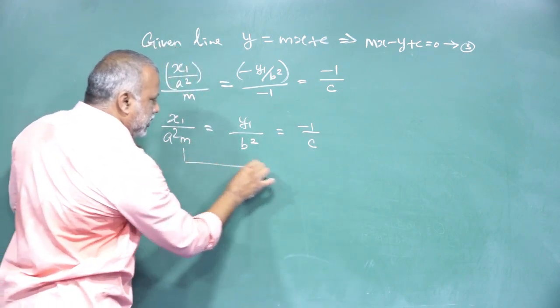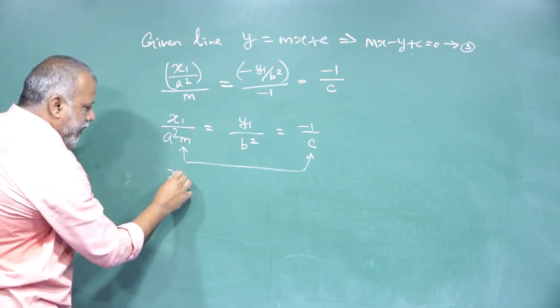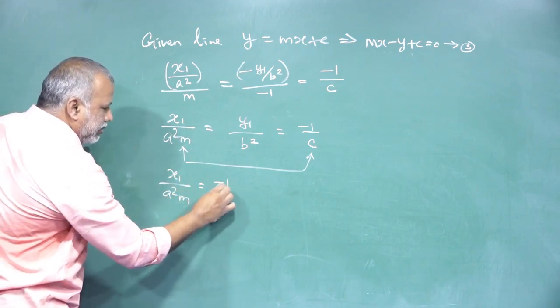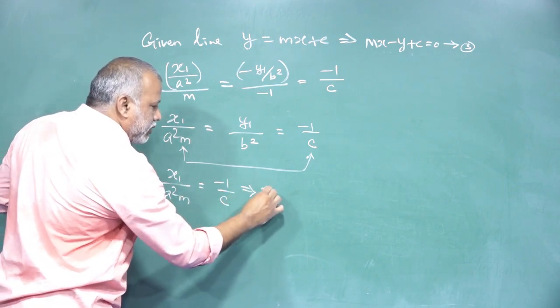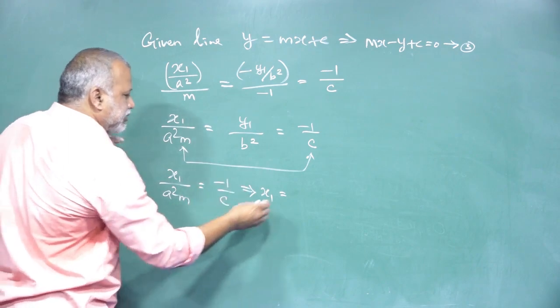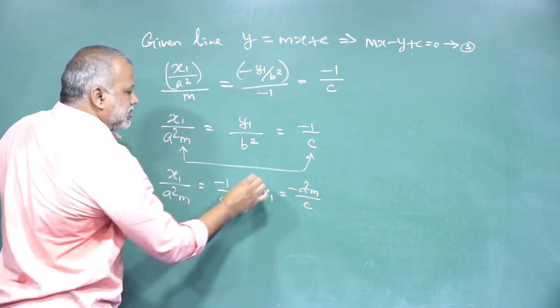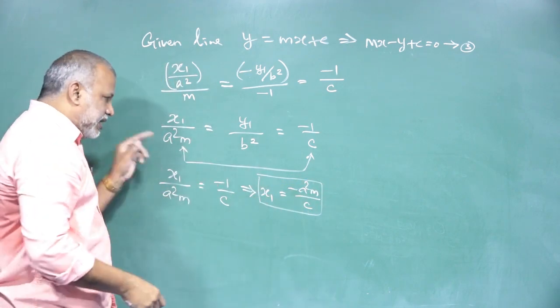Now we are able to compare 1 and 3. From this, x1 by a squared m equal to minus 1 by c. I need x1 from this. Therefore, x1 equal to, cross multiplying, minus a squared m divided by c. This is the value of x1. Compare with the ellipse. The same.